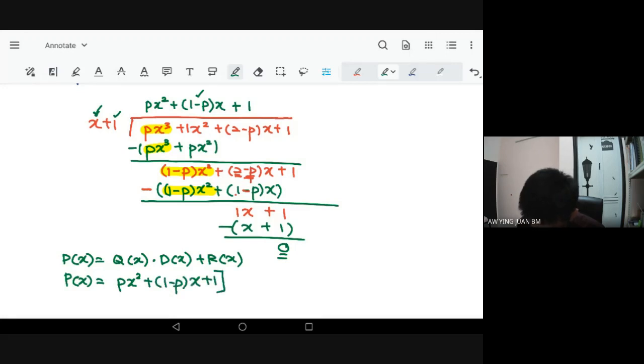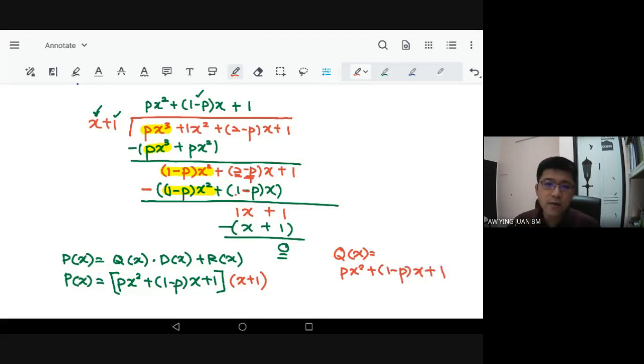So here we have the quotient. Next, multiply with the divisor, or we can say the factor, so x plus 1, plus with the 0. So finally, the quotient is equal to px squared plus bracket 1 minus p, x plus with the 1. So that is the answer for this question, which is the B. Continue. Refers to C.